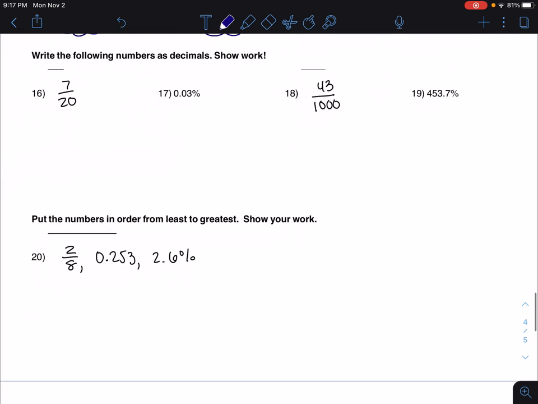For my next set of directions, it says to write the following numbers as decimals and to show work. So for 7 out of 20, I can change this to a number out of 100. So 35. So 7 times 5 is 35 because 20 times 5 is 100. If the number is out of 100, it's 0.35. So writing it in the hundredths place.